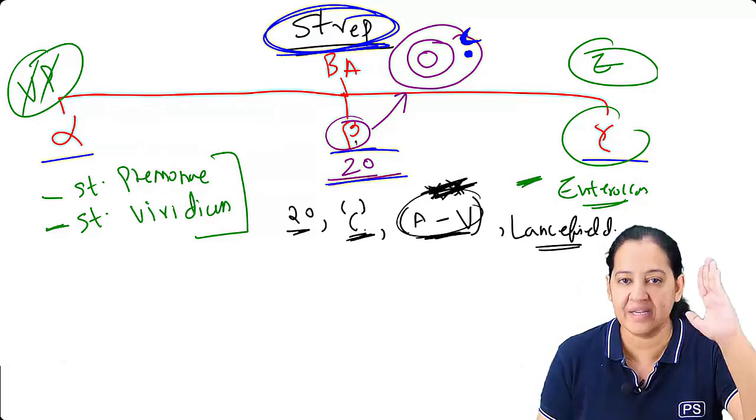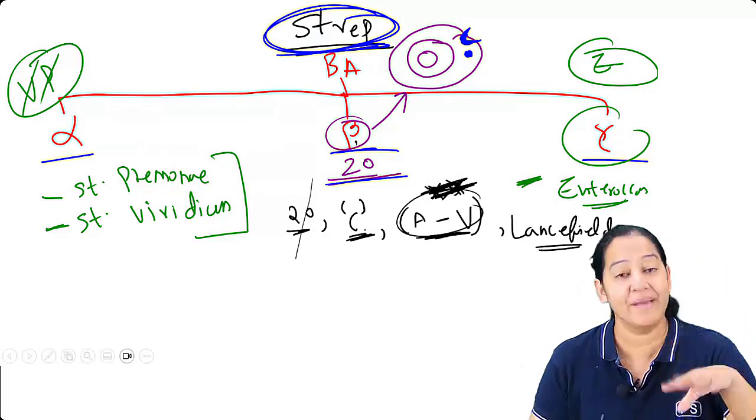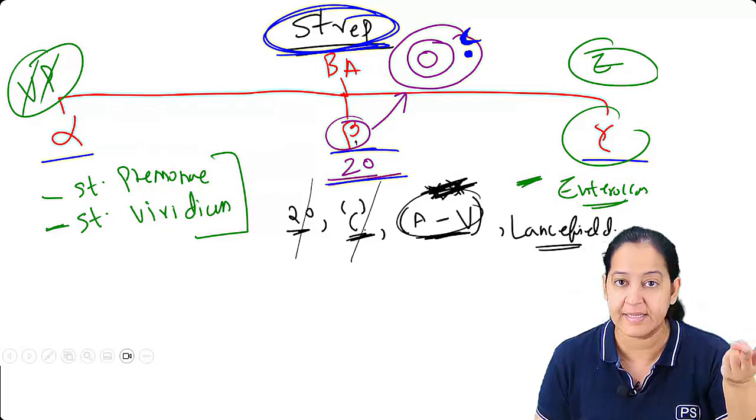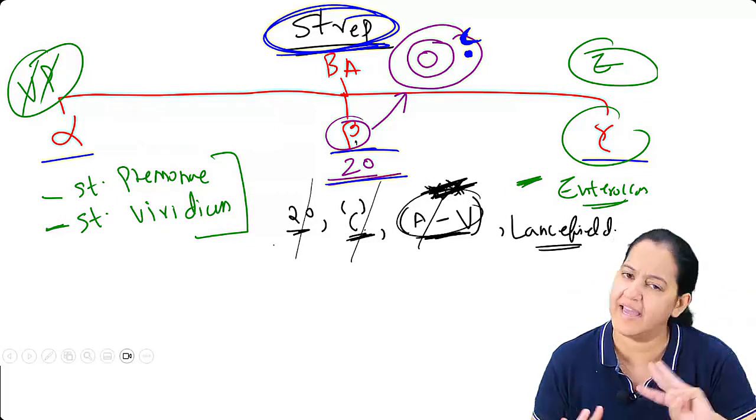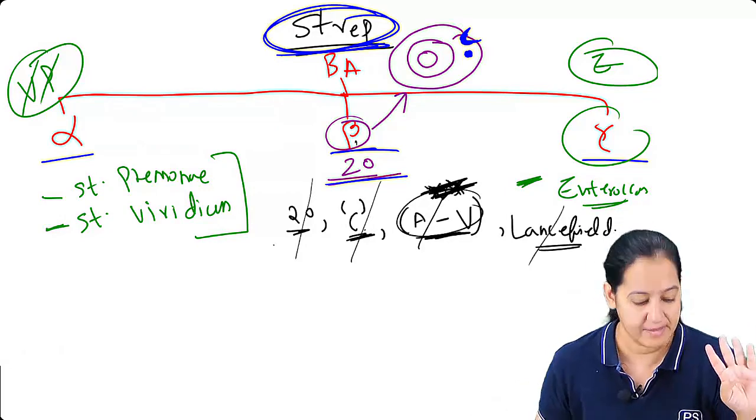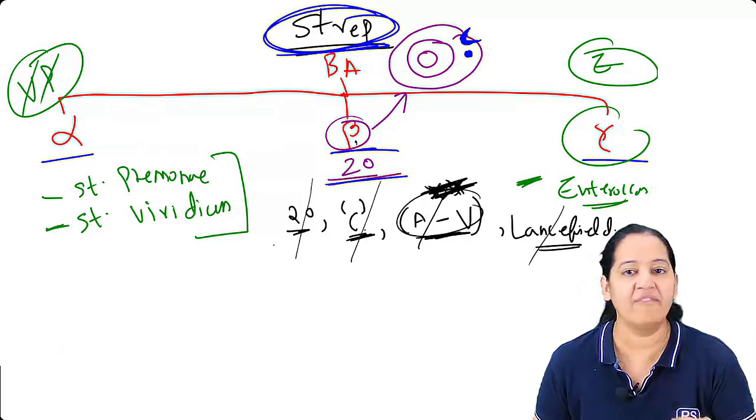So beta is divided into 20. The basis of classification is C carbohydrate. The nomenclature of these 20 is A to V except I and J. You don't need to say the exception every time. A to V, and it is done by Lancefield. Say yes.